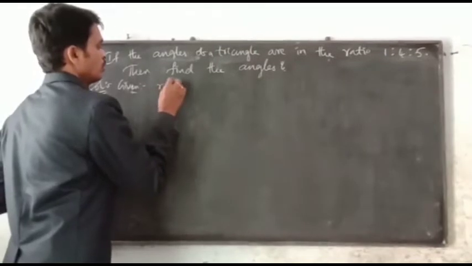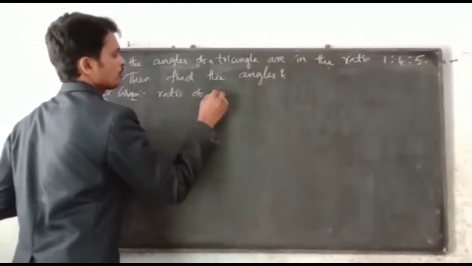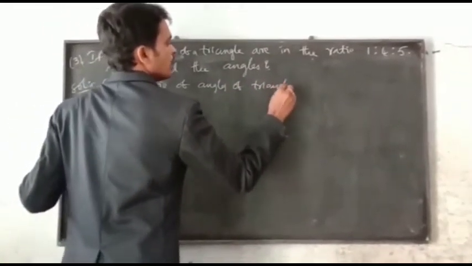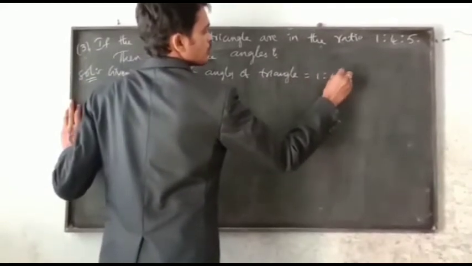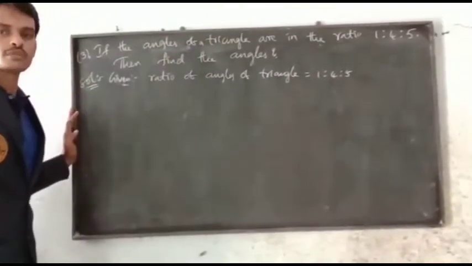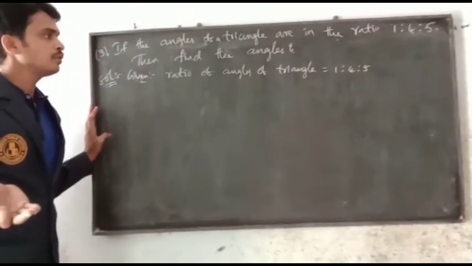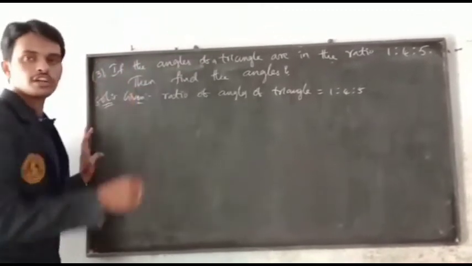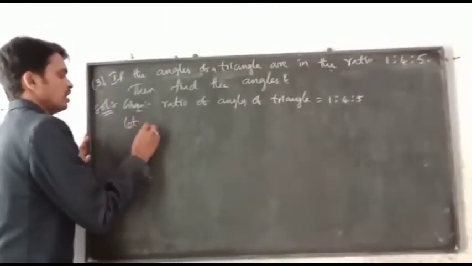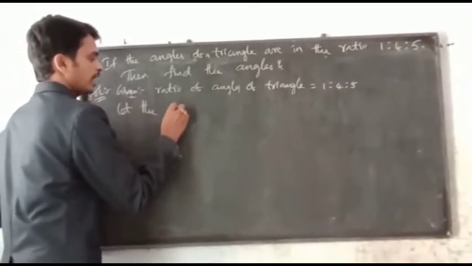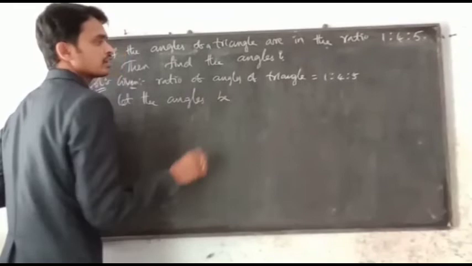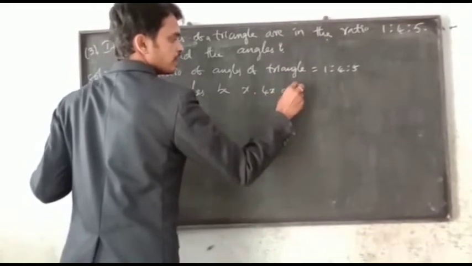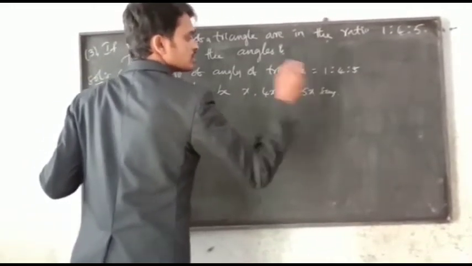So the ratio of angles of the triangle is 1:4:5. We don't know the actual angles. So we have to let the angles be the ratio multiplied by a variable. Next, let the angles be 1 into x, x, comma, 4 into x, 4x, and 5 into x, 5x, say.